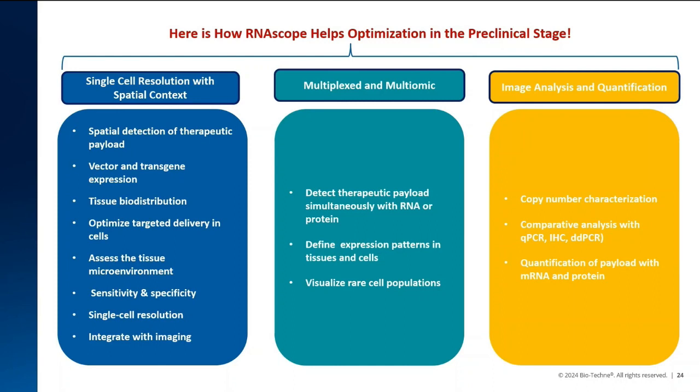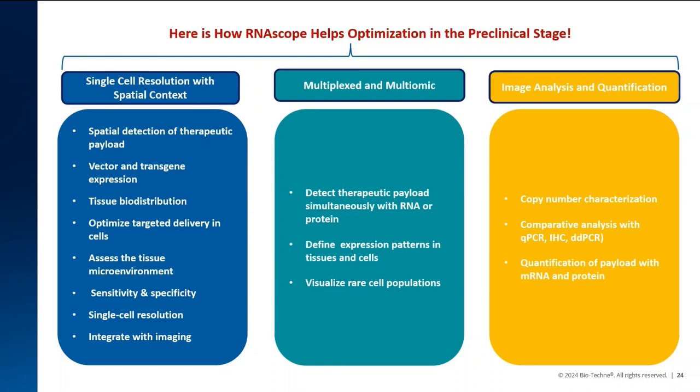We can offer multiplex and multi-omic detection of the vector and/or transgene along with other RNA or protein targets to better define expression patterns within the tissue and cells of interest. And last but not least, we can provide expertise on image analysis and quantification that can allow you to compare the results to other orthogonal data that might be available.